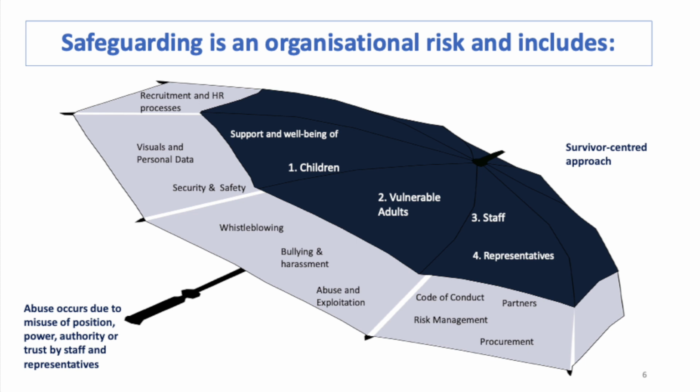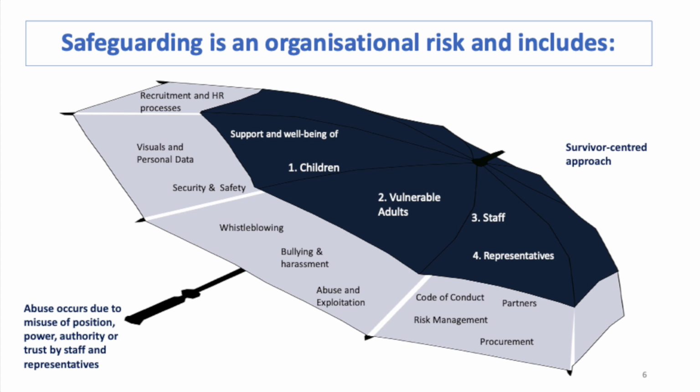And you will see in the middle of the umbrella, we're talking about the support and well-being of children, all persons under the age of 18, in line with Article 1 of the UN Convention on the Rights of the Child. Adults, or sometimes they're known as vulnerable adults, because they have certain criteria which makes them more vulnerable. So this could be because of age, gender, disability, sex or sexuality, or different medical or health conditions.